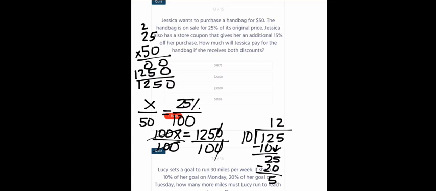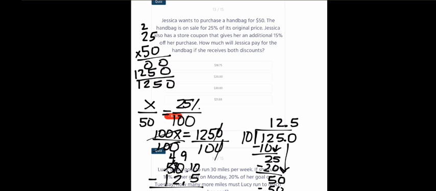Which is 5. Now, we have a remainder, so we're going to add a decimal and a 0, and a decimal on the top also. I'm going to bring down the 0. 10 goes into 50 5 times. 10 times 5 is 50. I have no remainders and nothing to bring down. So $12.50 is what she saves with the first coupon. So that means that's going to be $50 minus 12.5. I'm going to borrow from here, make this a 10.